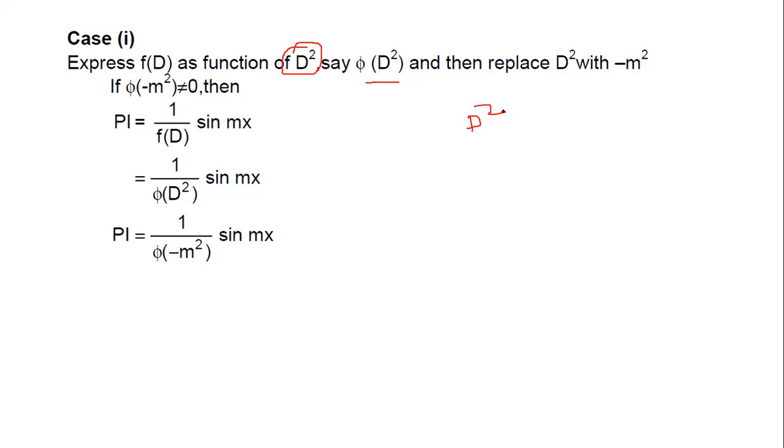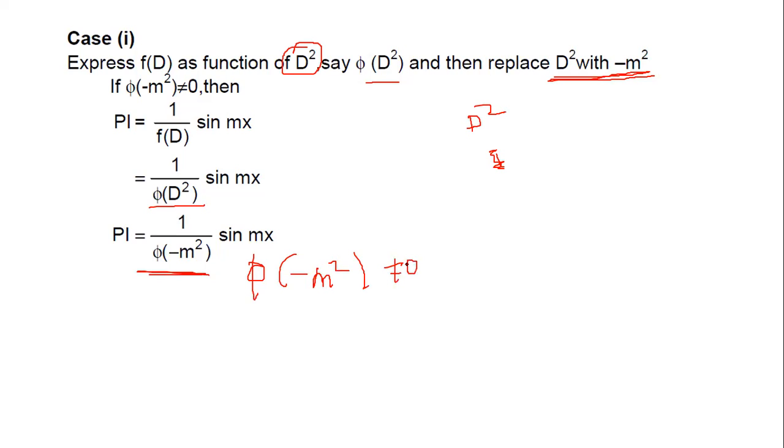So what are the substitutions? Substitute D square equal to minus m square in the denominator. What is m here? m is the coefficient in sin mx or cos mx. Therefore, the particular integral is 1 by f of D, sin mx, where when you substitute D square equal to minus m square, phi of minus m square, the denominator, should not be equal to 0.